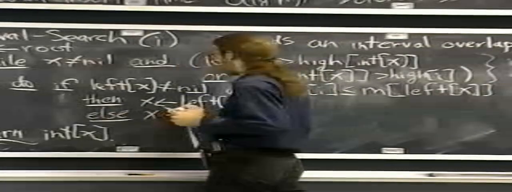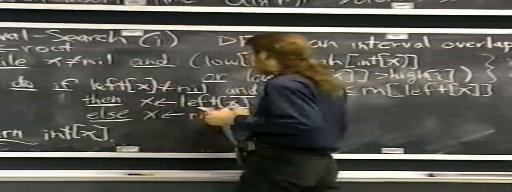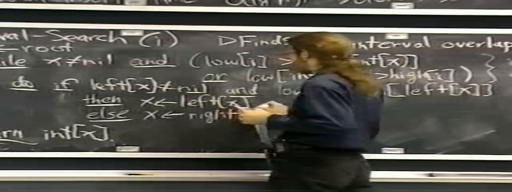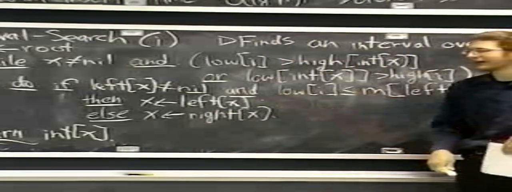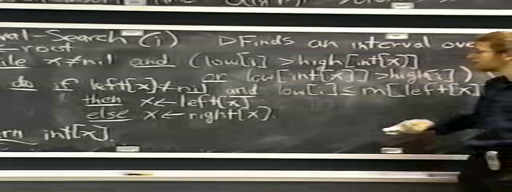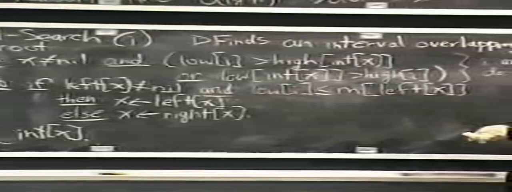Pretty simple algorithm. What's amazing is that it works. It just says, well, in one case we go left, in one case we go right. Eventually, we either find the interval we're looking for or we hit nil. And the claim is, if I ever hit nil, there was no interval anywhere in the tree that overlapped I. That's going to be the mysterious part. It will stay mysterious for a little while.